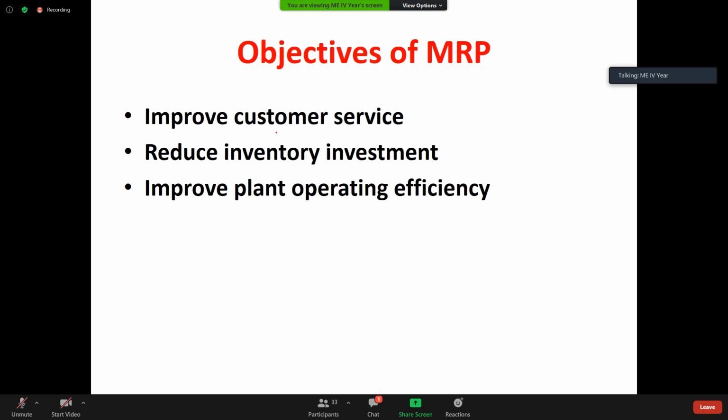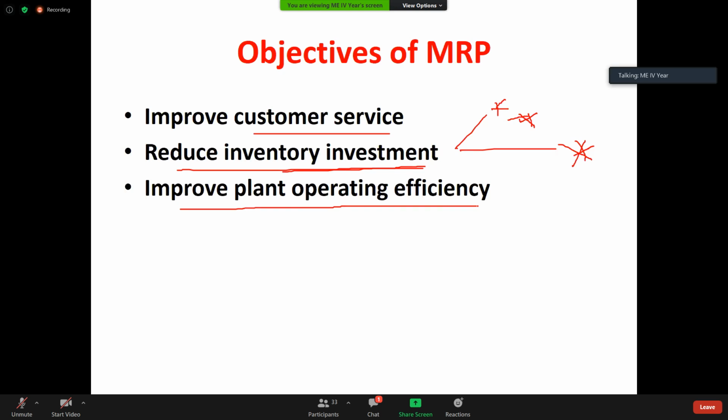The objectives of MRP: improve customer service, by achieving good quality in time, and then only the customer will get satisfied. Reduce inventory investment, as I said initially. Forecasting is important, and your inventory control systems are important. And aggregate production planning, like there are a number of things involved to reduce inventory investment. And improve plant operating efficiency.